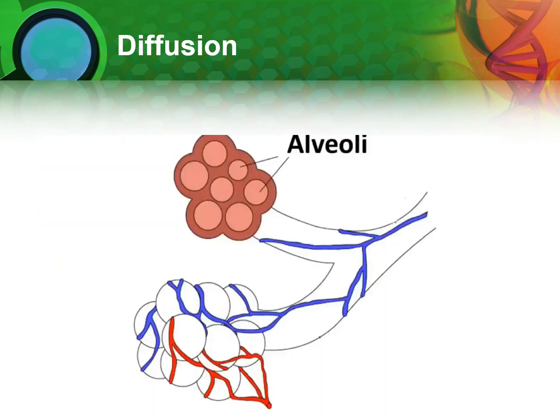But you know, diffusion is much more important than that. Oxygen-rich air reaches alveoli in lungs. When deoxygenated blood flows through capillaries around these air sacs, then oxygen diffuses into blood. This is because the concentration of oxygen in the blood is less compared to oxygen in the air.